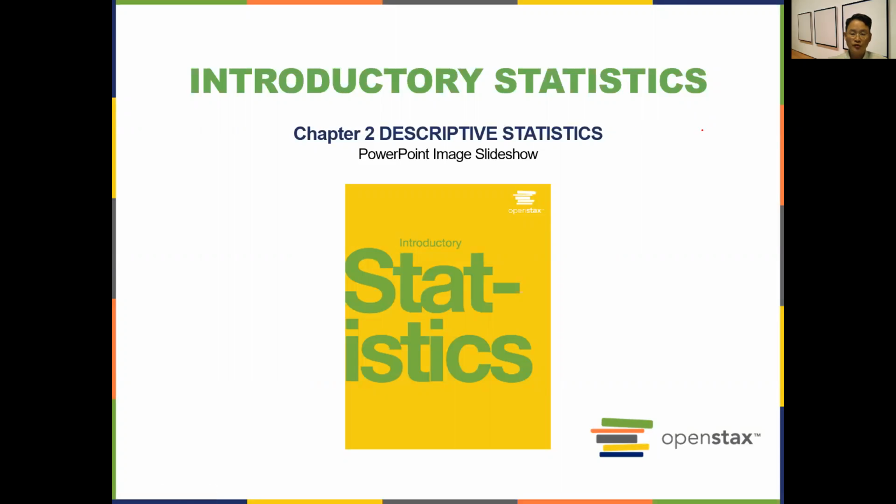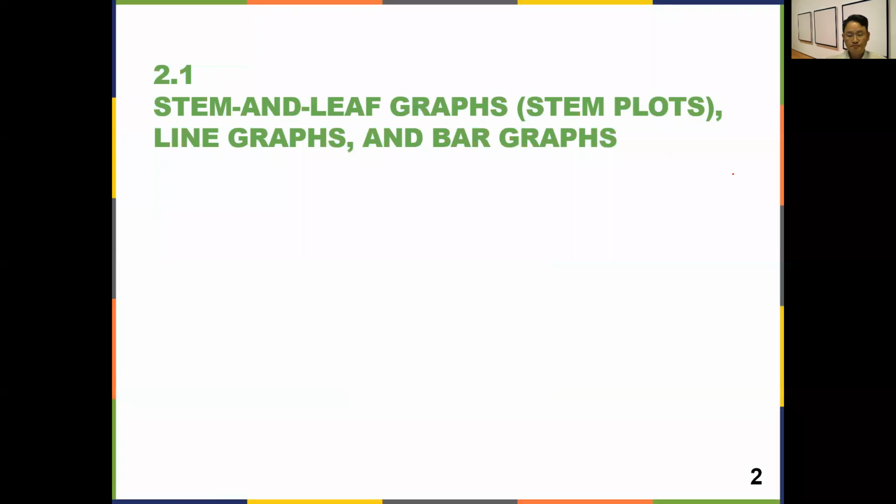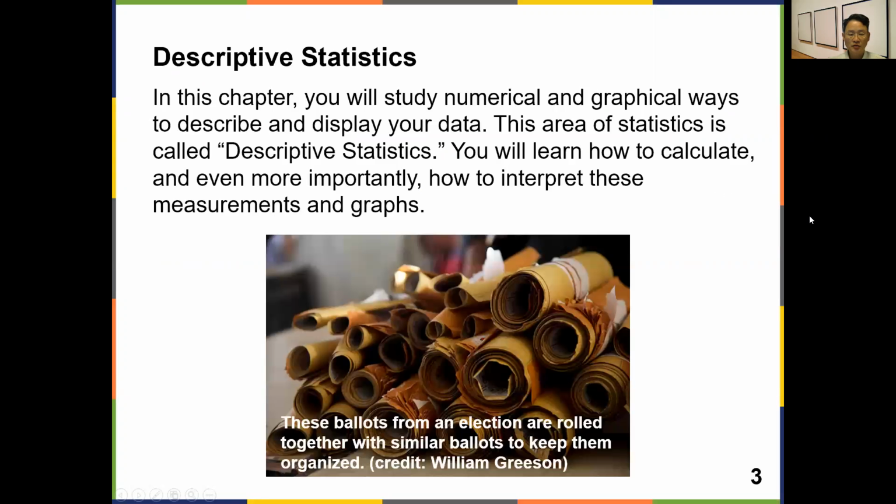Today we are going to talk about Chapter 2, Descriptive Statistics. Now, Chapter 2.1 is a very short, nice chapter, and we are going to mainly talk about the stem and leaf graph, right? Stem and leaf plot, stem and leaf graph. Sometimes they call this a stem and leaf plot. Sometimes they say this is a stem and leaf graph, right?